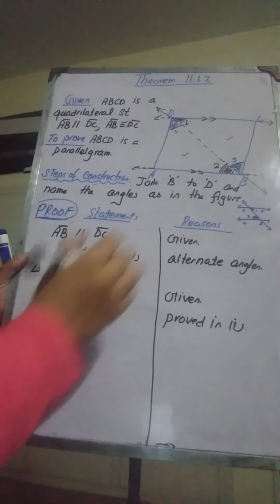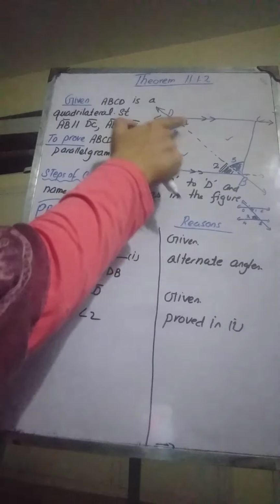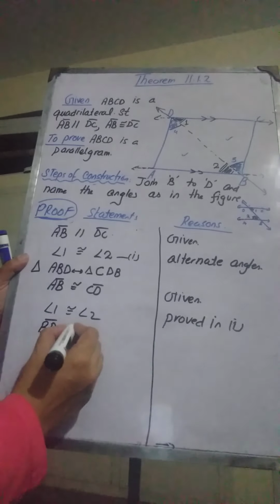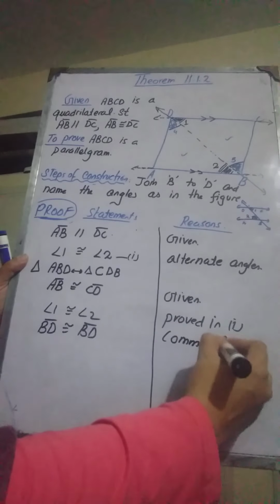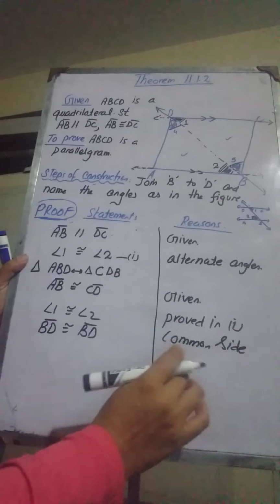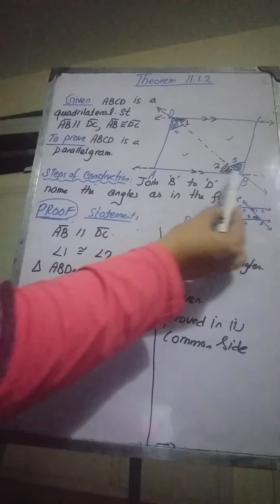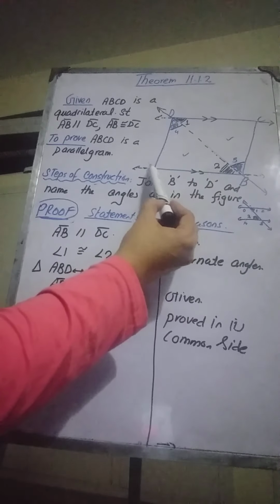Okay, and the third side, which is the same in both these triangles, triangle ABD and triangle DBC, is the side BD, which is common in both the triangles. Then obviously the BD of this triangle will be equal to the BD of this triangle because it is a common side between the two triangles. Okay, so according to the SAS postulate, AB and BD are congruent to DC and BD. These two sides are congruent to these two sides.